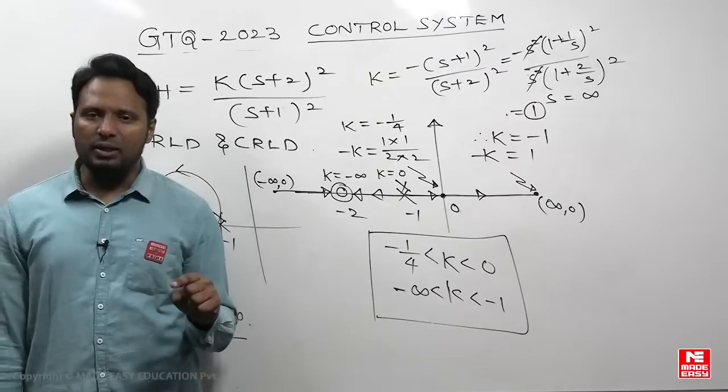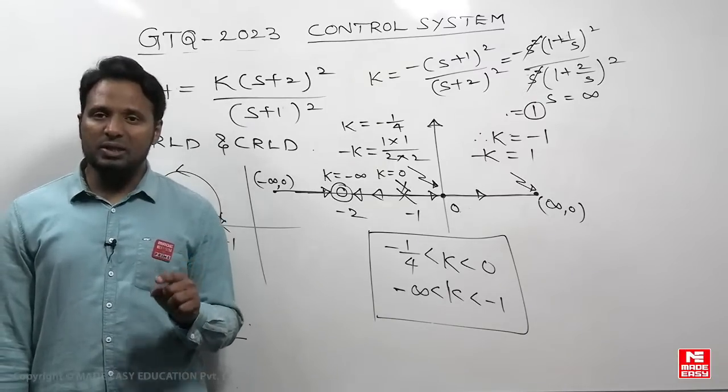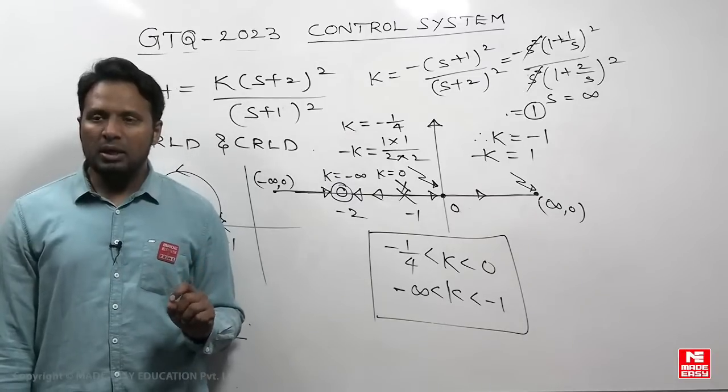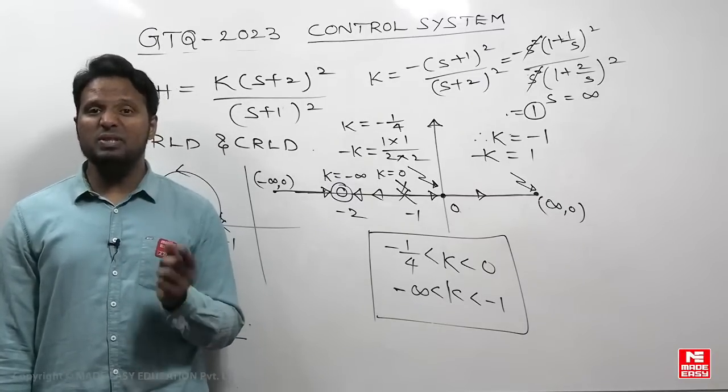What is an oscillator? It is that marginally stable system which is undamped.